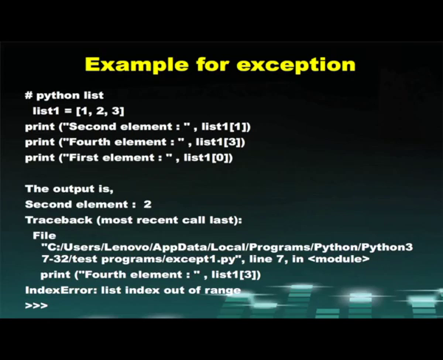Shall we try one more example for an exception? Watch the code on the screen and also see the output. Here we have a list having 3 elements. In the first print statement, we are printing the second element, that is the element having the index 1. In the second print statement, we are trying to print the element having the index 3, that is the fourth element, but the list has only 3 elements. So, when we run the script, see what exception you are getting.